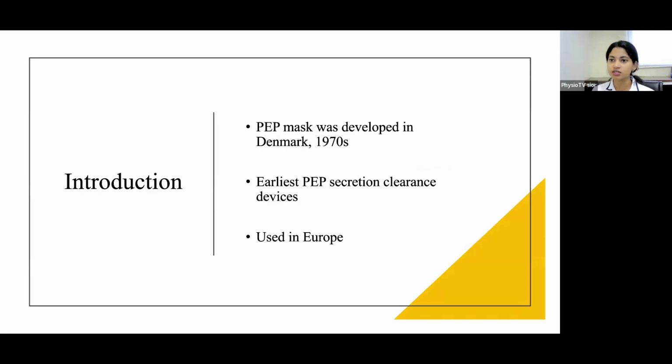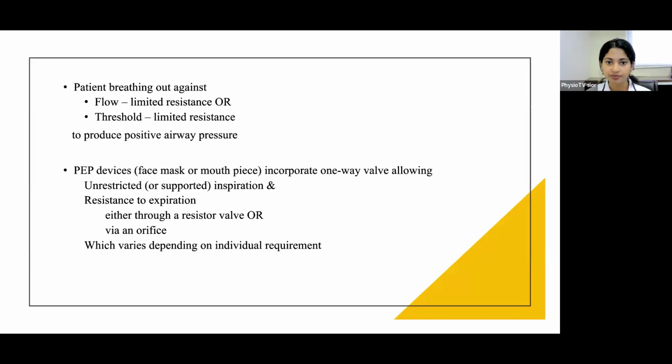So introduction, this therapy was first brought into and developed in the 1970s and 1980s in Denmark, and since then it has developed very well over the time and has been used widely globally. So this therapy was basically devised for airway clearance, for clearance of secretions, and is currently being used in Europe as well as in the States and all over the world, wherever it can be applicable.